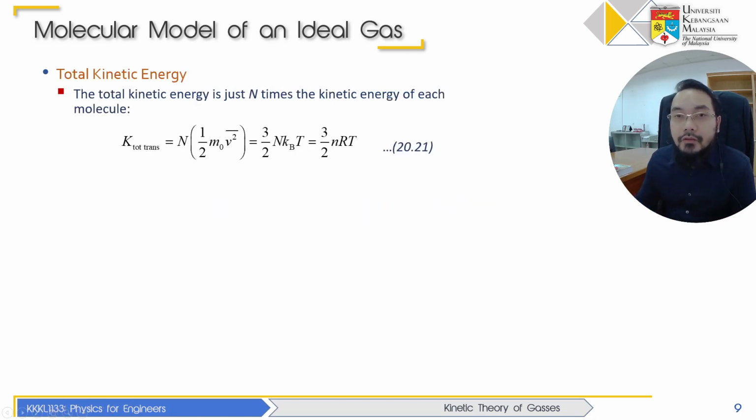Now, trying to find the total kinetic energy. The total kinetic energy, therefore, is just basically N, capital N, times the kinetic energy of each molecule. N is the number of molecules in our system. So the total translational kinetic energy is basically this, which is also equal to this, or equal to this.